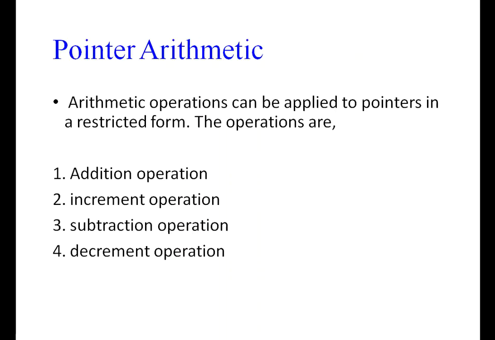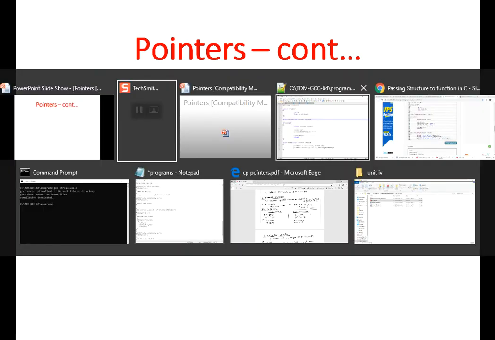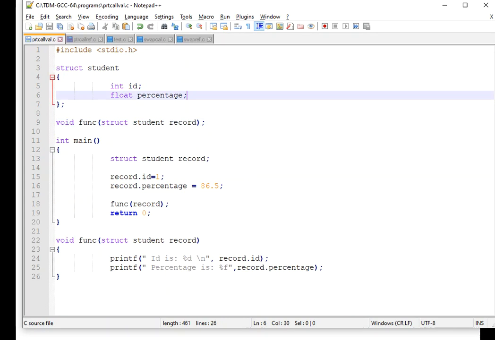So let me take one more example for explaining the usage of pointers, because you know how to access structures, right? So I'm taking one example of a structure using call by value, and there is a structure called student which takes two variables, id and percentage. To declare a function: return type, function name, and argument. Here we are going to pass one structure as the argument. So struct student record. This is the function declaration, right?